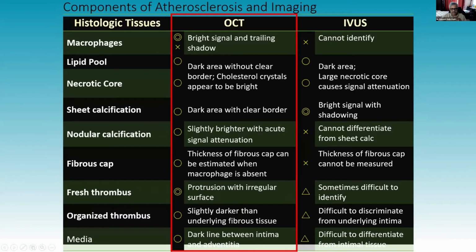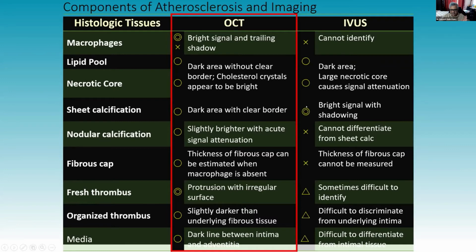Macrophages, lipid pool, necrotic core, sheet calcification, nodular calcification, fibrous cap, fresh thrombus, organized thrombus, media. Practically OCT beats IVUS hands down, even when it comes to an HD-IVUS. ILLUMINATE 2 was a 2015 study. Now we are in 2021. We have moved forward a hell of a lot.